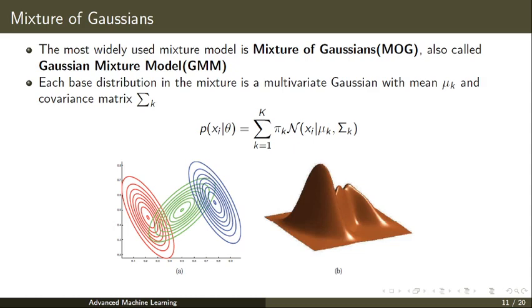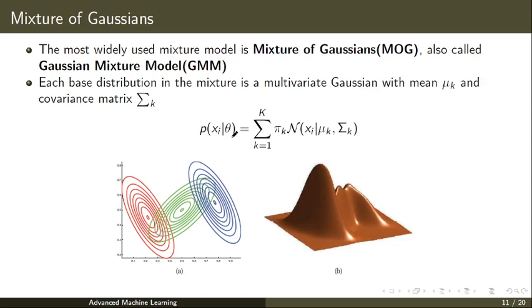So the mixture of Gaussians is the most widely used mixture model. It is also called GMM, Gaussian mixture model. Here we have some k number of multivariate Gaussians with mean mu k and covariance matrix sigma k. So it is a mixture of normal distributions. For example, in this case, we have a mixture of three Gaussians.